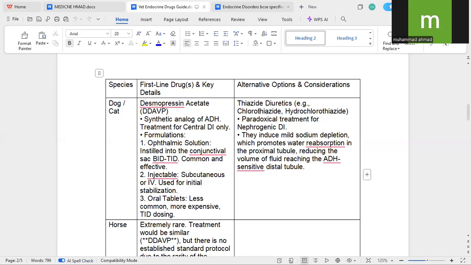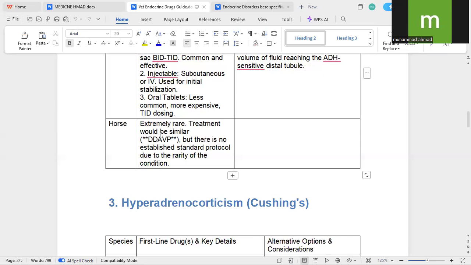Alternative options are thiazide diuretics. For nephrogenic DI, they induce mild sodium depletion, which promotes water reabsorption in the proximal tubule, reducing the volume of fluid reaching the ADH-sensitive distal tubule. So only the test name is important here. In horses, this is extremely rare, so we will not talk about it in the horse.